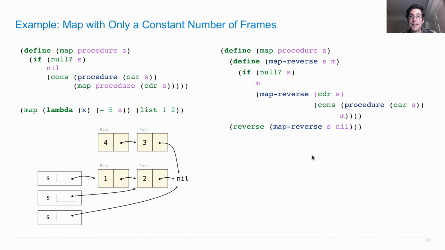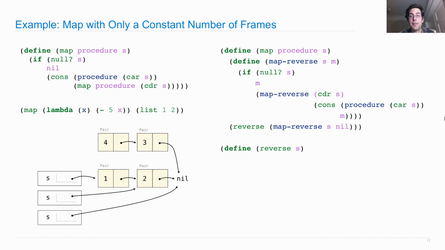Now, is this a tail context? Well, this whole thing is in a tail context, so the call to reverse is. This call is not. But notice it's not a recursive call to map, it's a call to map reverse, which is a tail recursive procedure that runs in constant space. Now what about reverse? Well, we need to make sure that that's tail recursive too.